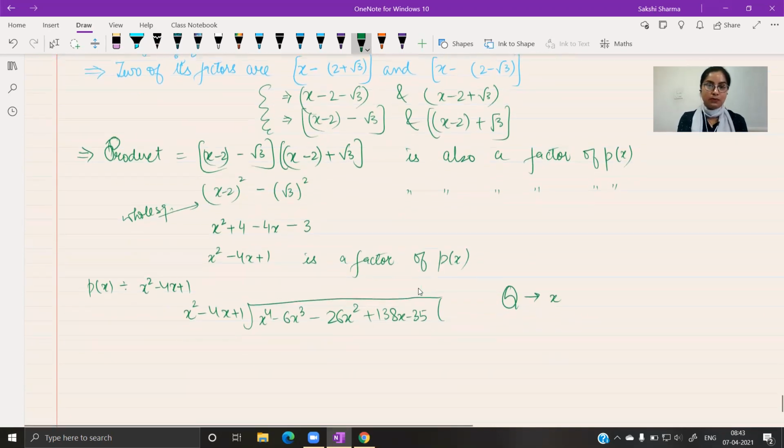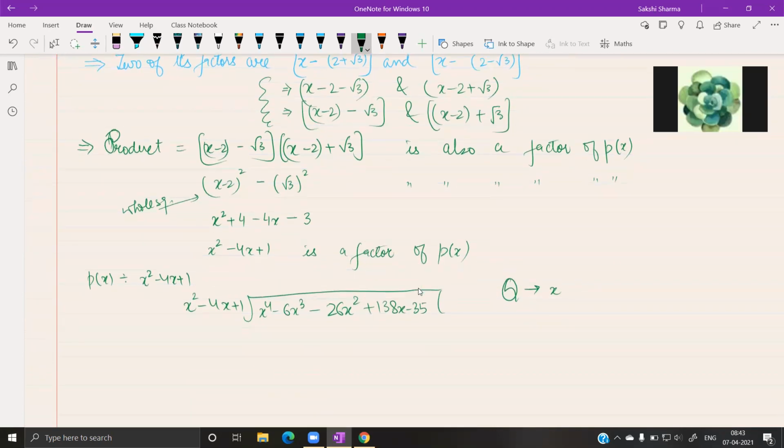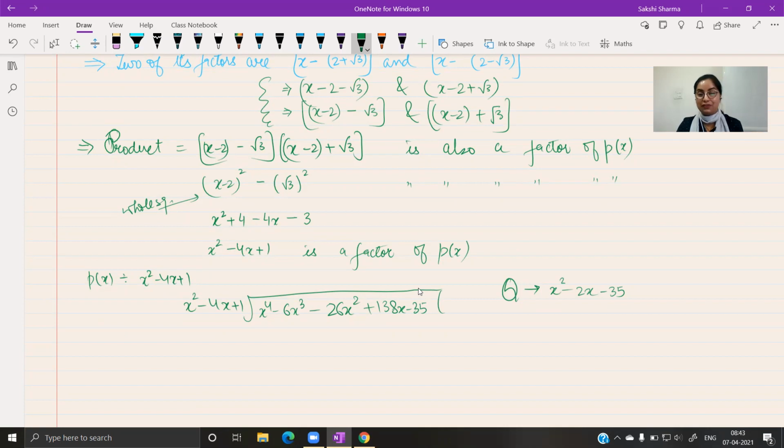Okay, let's start with the division. My quotient is x square minus 2x minus 35. That's right. X square minus 2x minus 35. So I would advise the students who have not done the division on their own, this is kind of your homework. You will do it yourself. You have a clue, the quotient is given to you. Complete your division. The remainder must be 0. Do check, remainder must be 0.